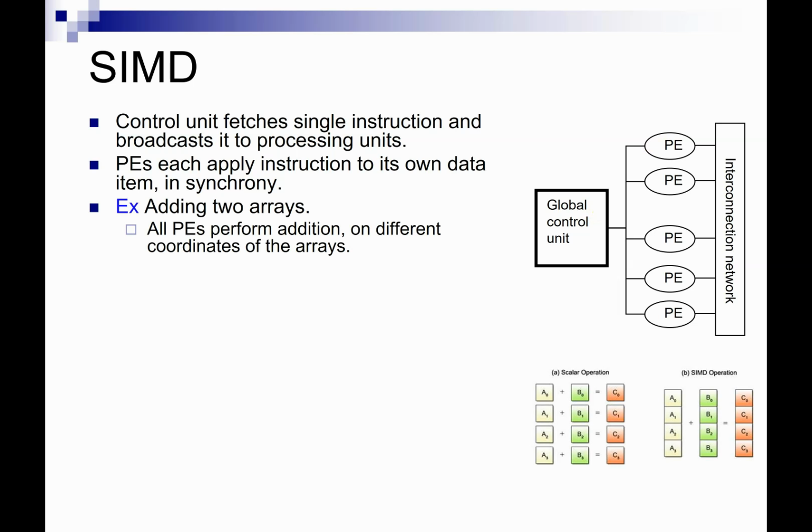One example of where SIMD is useful is suppose we're trying to add two arrays. If you do this in a sequential fashion, here we have an array A with 4 values, array B with 4 values, and you just want to add them together to get an array C with 4 values. Sequentially, we're just going to add the first value from A and B, and then the second value and so on.